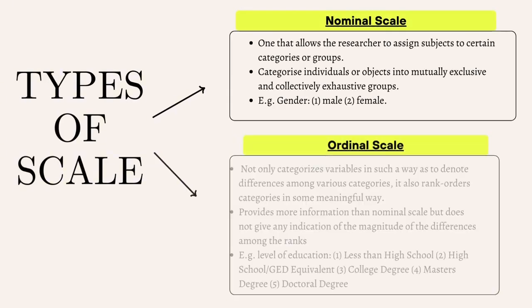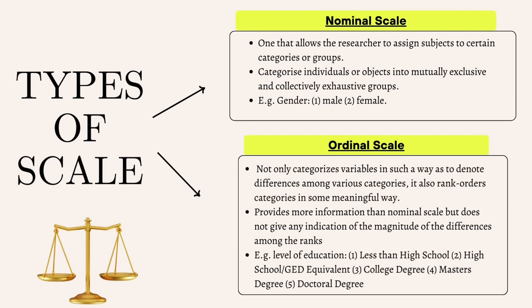The first type of scale is nominal scale. It allows the researcher to assign subjects to certain categories or groups. It categorizes individuals or objects into mutually exclusive and collectively exhaustive groups. For example, gender, male and female.